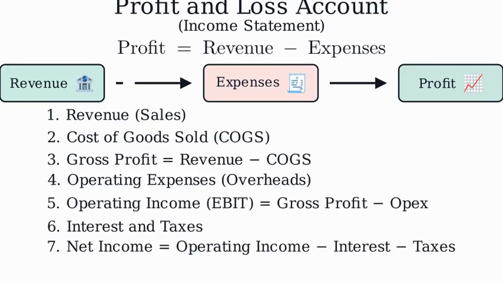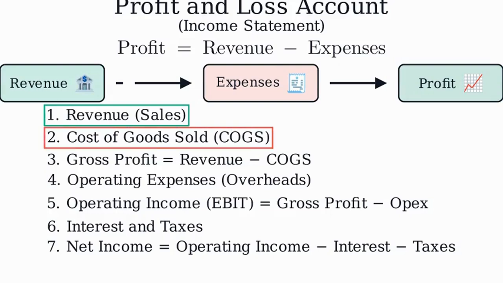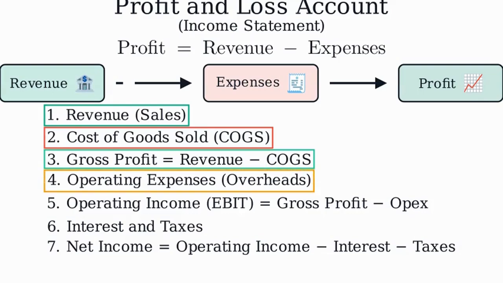Now, let us walk through the main sections you will see on an income statement. 1. Revenue, also called sales, is the money that comes in from customers. 2. Cost of goods sold are the direct costs of making the product or delivering the service. 3. Gross profit equals revenue minus cost of goods sold.